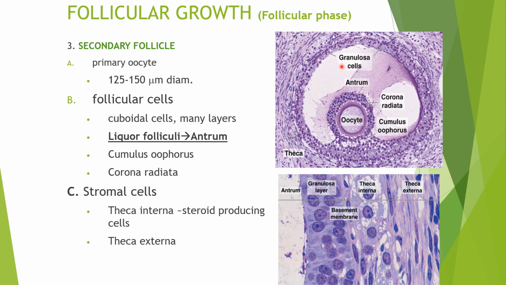Then the secondary follicle develops, in which the size of the oocyte is nearly 125 to 150 micrometers in diameter. Antral spaces appear. You can appreciate the granulosa cells surrounded by the theca cells. The inner theca interna is a cellular layer and the outer theca externa consists of connective tissue fibers.